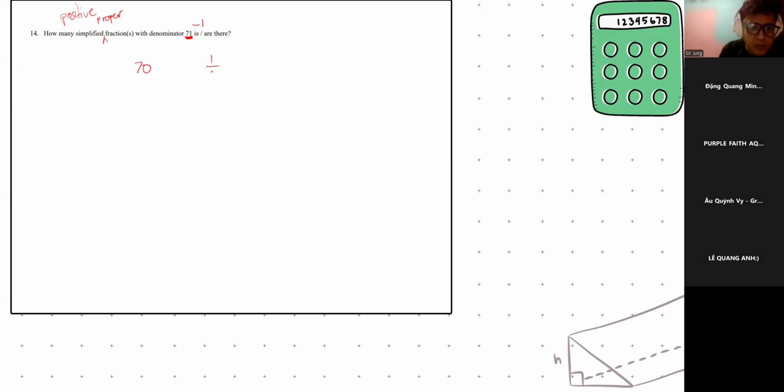Okay. So we have 1 over 71, 2 over 71, 3 over 71, 4 over 71, up until 70 over 71. So we have 70 simplified positive proper fractions.